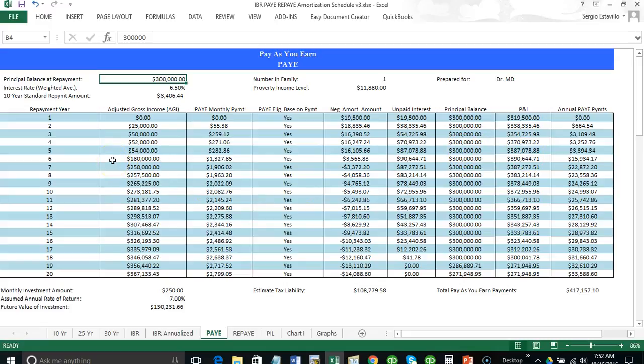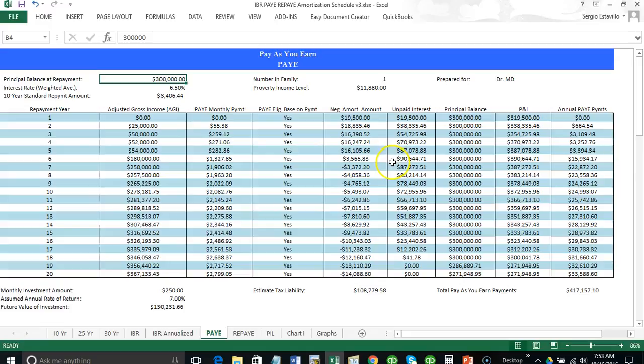Here at year 6, what I'm assuming is that you become an attending. So for half a year, you're a resident. From January through June, you're a resident. Then as of July 1st, you become an attending, and subsequently get that attending income. So I say $180,000. Your payments jump up to about $1,300 a month. You're still underpaying the interest accrual by about $3,500.